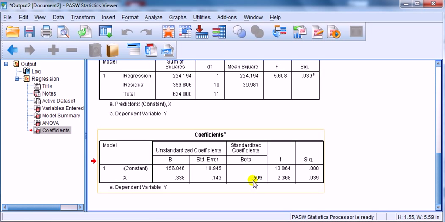Okay, why would they want to do that? Well, if things have the same units, it might make it easier to understand. Okay.